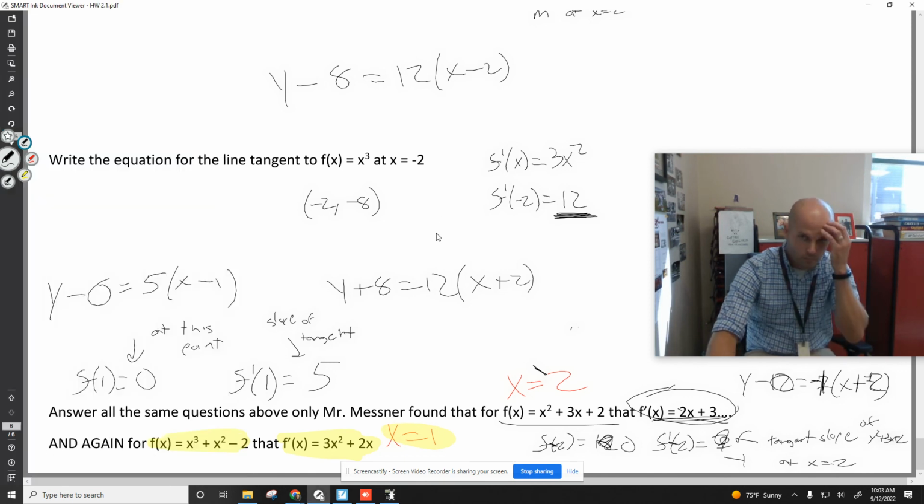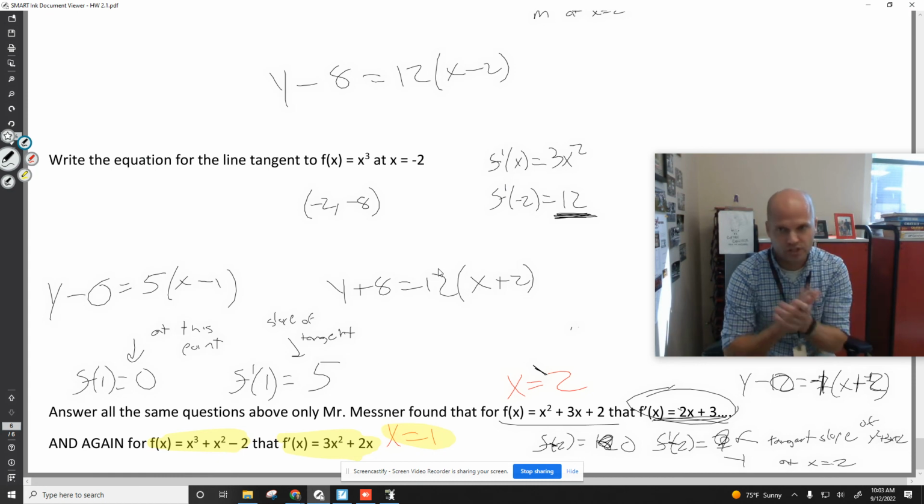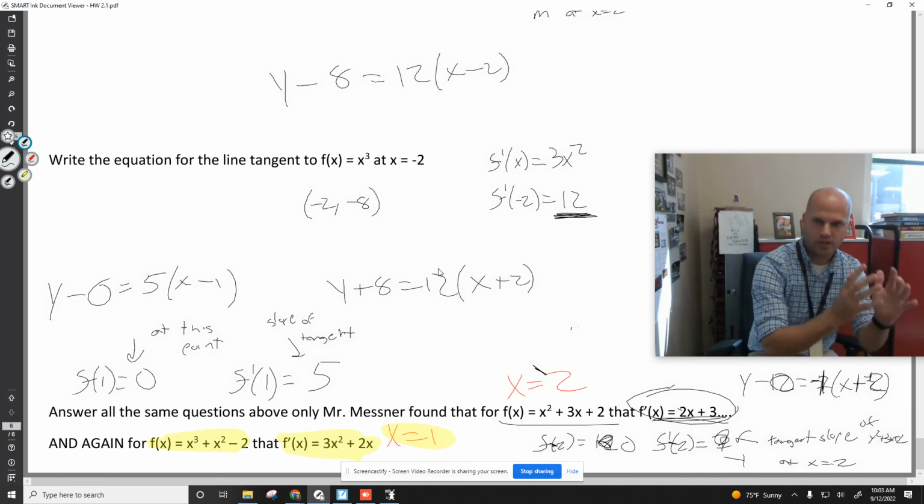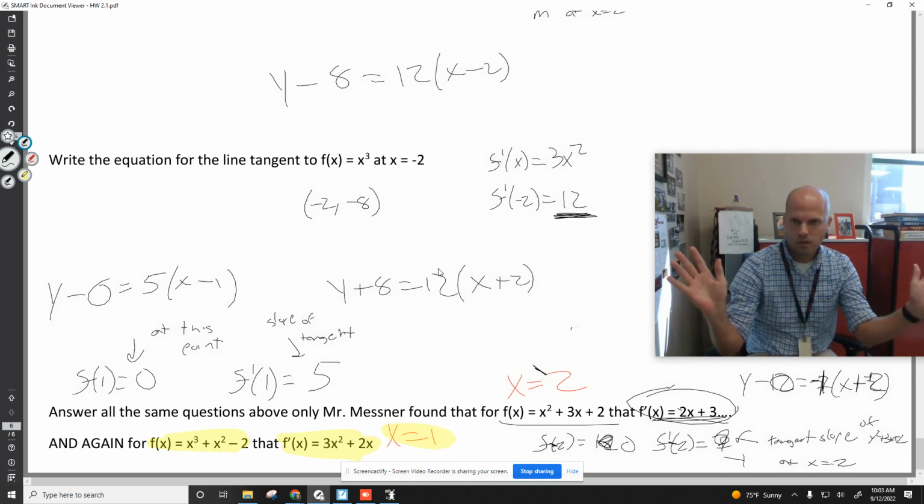Okay? I hope you understood this. This is the beginning of the rest of the semester. The existence of an f prime equation whose y values tell you the tangent slopes of f. Calculus starts now. Good luck out there.